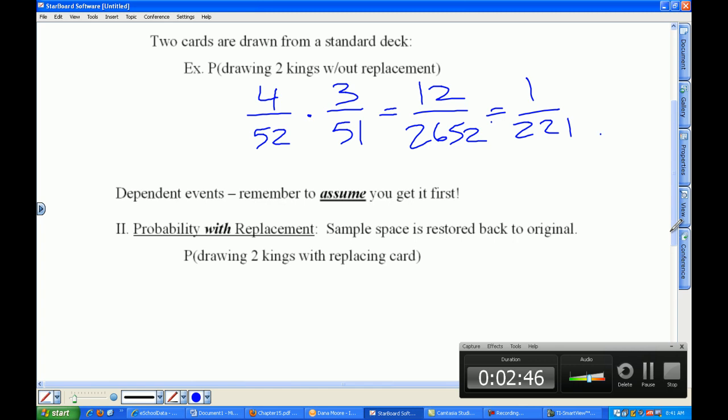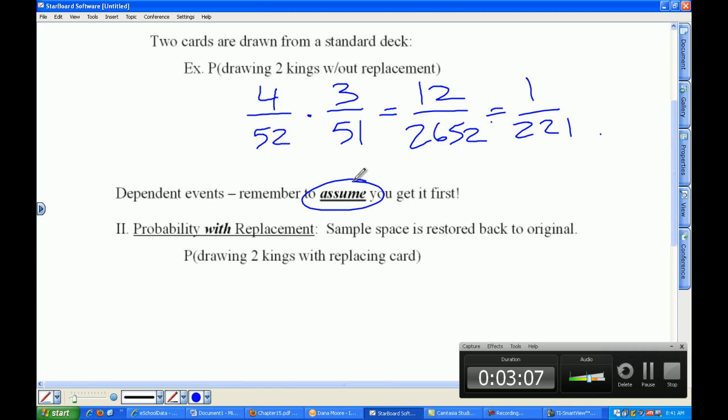Alright. It says here, dependent events, remember to assume you get it first. If we open up the possibility that we don't actually get a king on the first pull, the whole problem falls apart. So when we're doing these probability questions, you're always going to assume that you do in fact get the card you want. And that's going to lead to the answer that you're looking for.